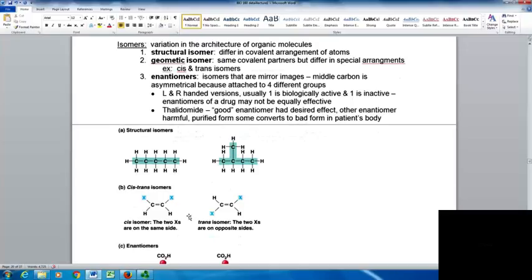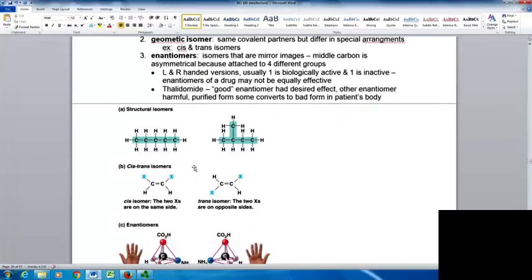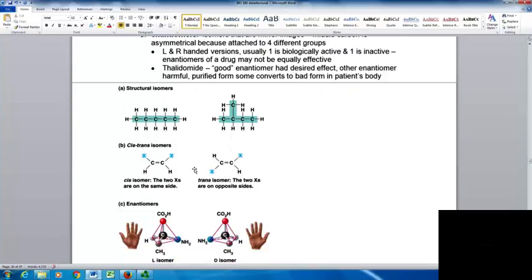So your enantiomers, these are isomers that are mirror images of each other. So your middle carbon is going to be asymmetrical because it's going to be attached to 4 different groups. You can almost think of these as being left and right-handed versions. With these, usually one molecule is going to be biologically active and the other is inactive. We found this out when we looked at some of the drugs in the past. So the enantiomer of a drug may not be equally effective or even safe.